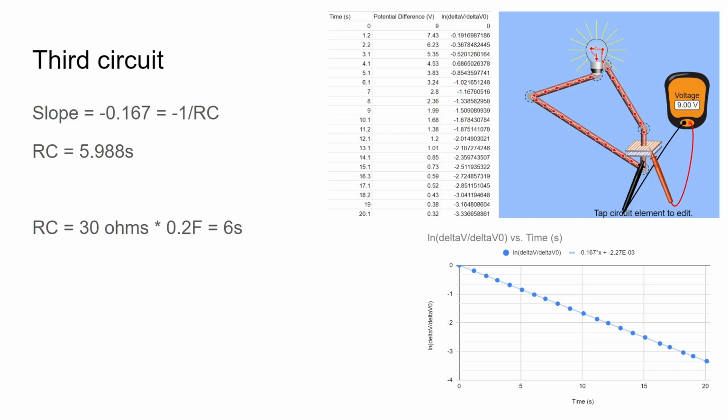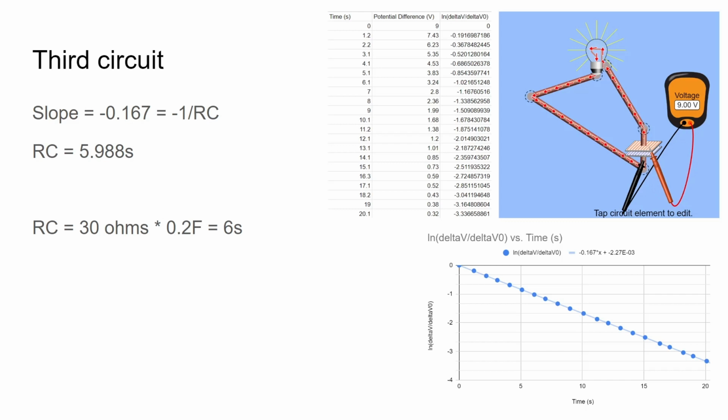The circuit was similar to the discharging circuit on the last slide, except the bulb was 30 ohms and there was a voltmeter attached to the capacitor to determine the potential difference across it. Using a graph of the natural log of the potential difference versus the initial potential difference over time, it was determined that RC was equal to 5.988 seconds.